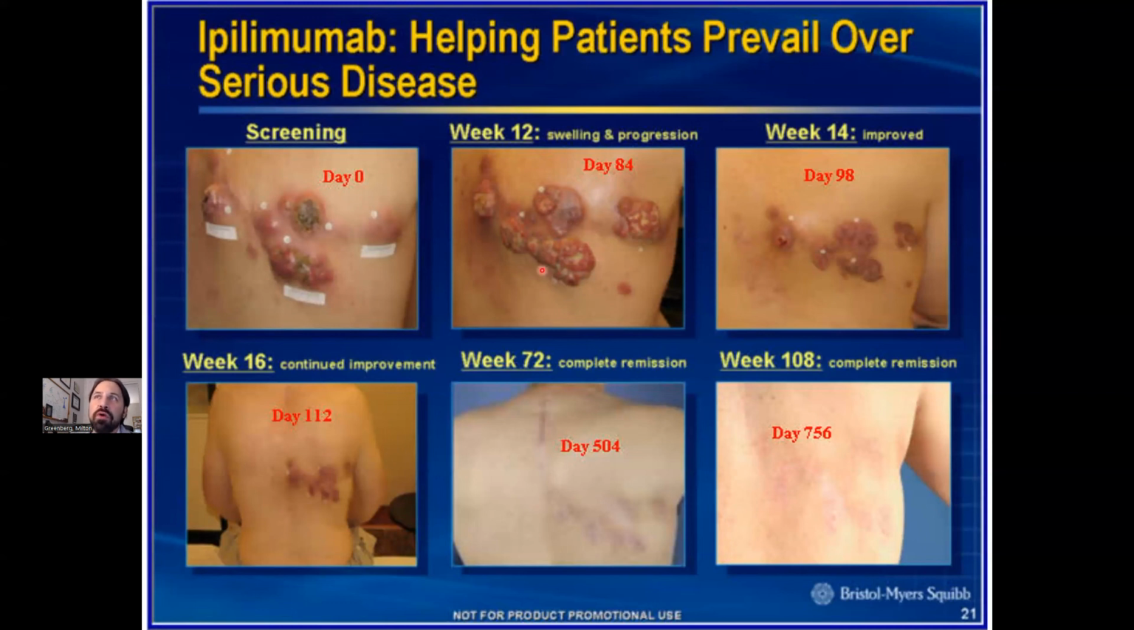It's what we call here a pseudo-progression. It looks like it's progressing because the tumors are getting bigger, but it's not true progression. It's a pseudo-progression that's driven by inflammation. So you can see at week 14, the lesions are now getting smaller. At week 72, complete remission, no visible cancer.